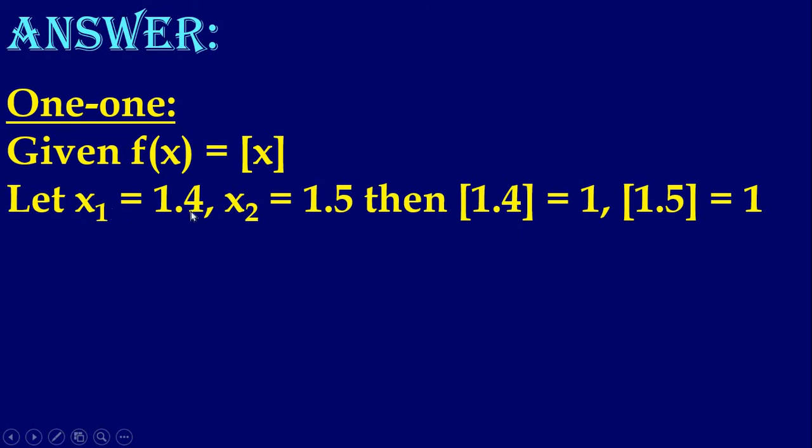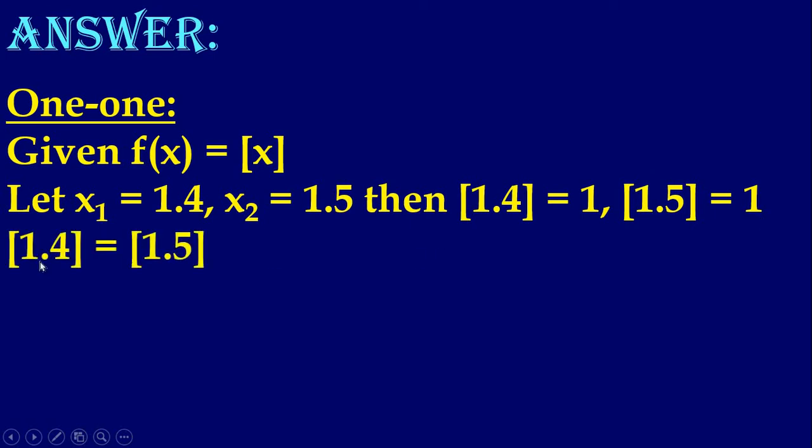We consider x1 equal to 1.4 and x2 equal to 1.5. We give some examples and prove this function is not one-one. Then the greatest integer function of 1.4 is 1. The greatest integer less than or equal to 1.4 is 1. And the greatest integer function of 1.5 is 1. The greatest integer less than or equal to 1.5 is also 1.